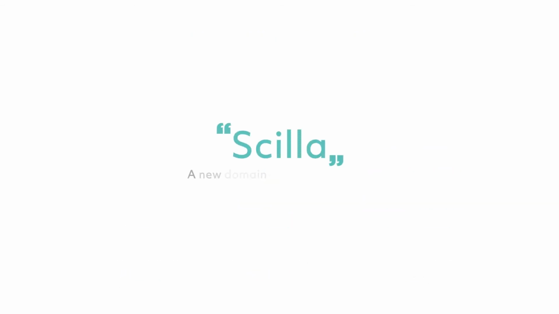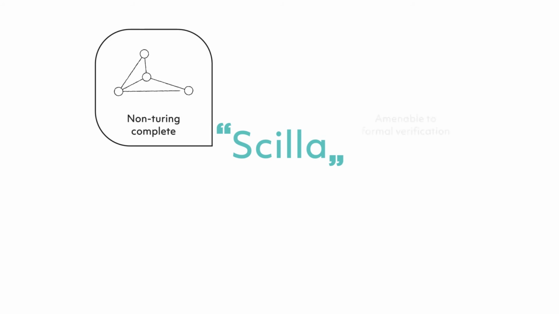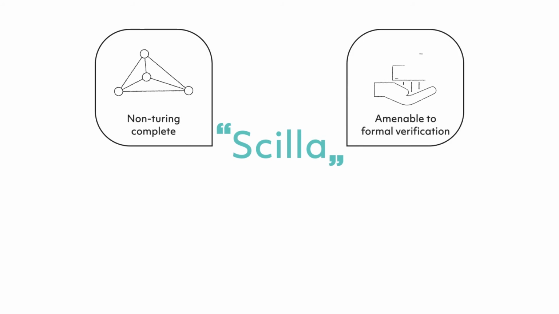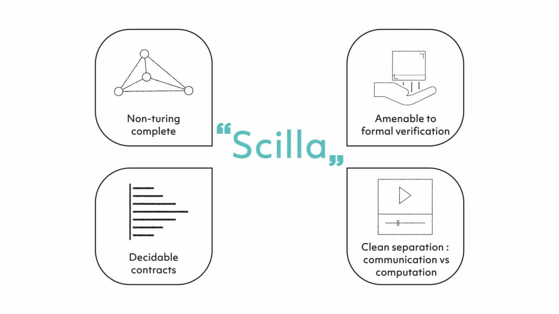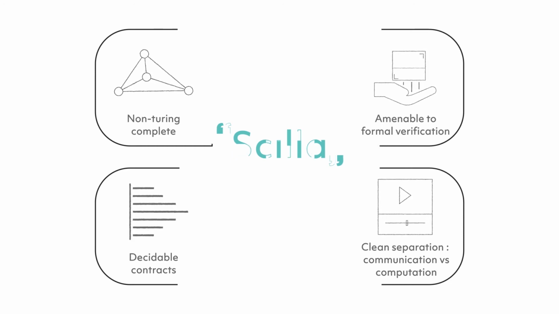Zilliqa has also developed a new smart contract language that is matched to its use of sharding. This domain-specific language, Scilla, is non-Turing complete, is amenable to formal verification, has clean separation between communication and computation, and has structured recursions instead of loops, so all programs terminate and hence are decidable.